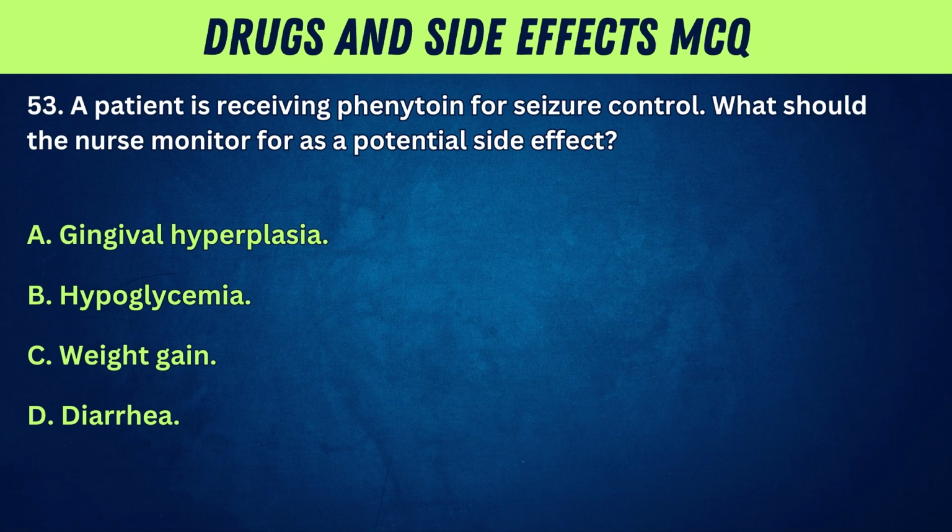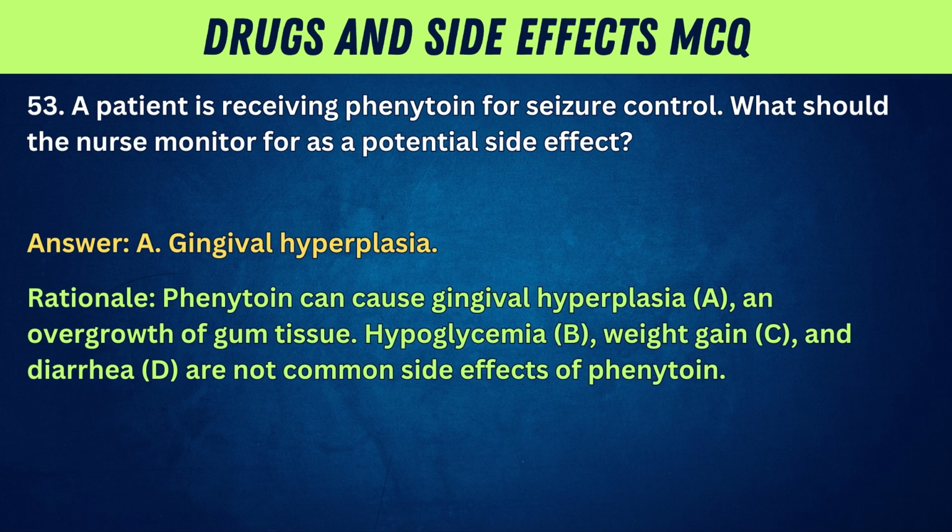53. A patient is receiving phenytoin for seizure control. What should the nurse monitor for as a potential side effect? A. Gingival hyperplasia. B. Hypoglycemia. C. Weight gain. D. Diarrhea. Answer: A. Gingival hyperplasia. Rationale: phenytoin can cause gingival hyperplasia, A, an overgrowth of gum tissue. Hypoglycemia, B, weight gain, C, and diarrhea, D, are not common side effects of phenytoin.